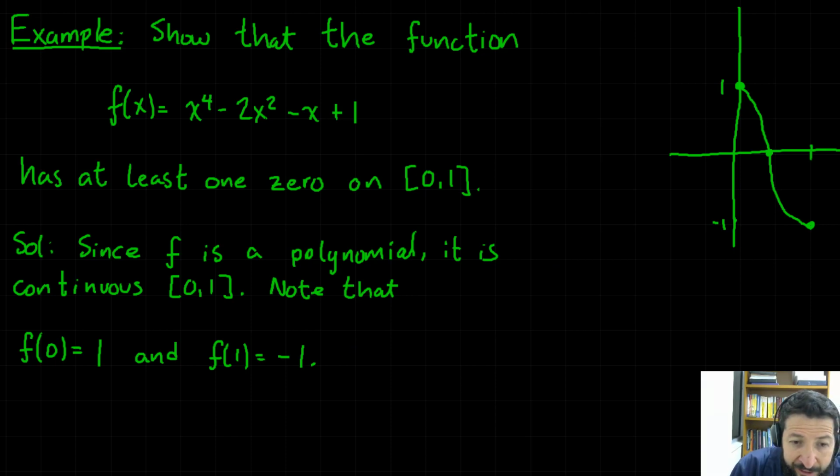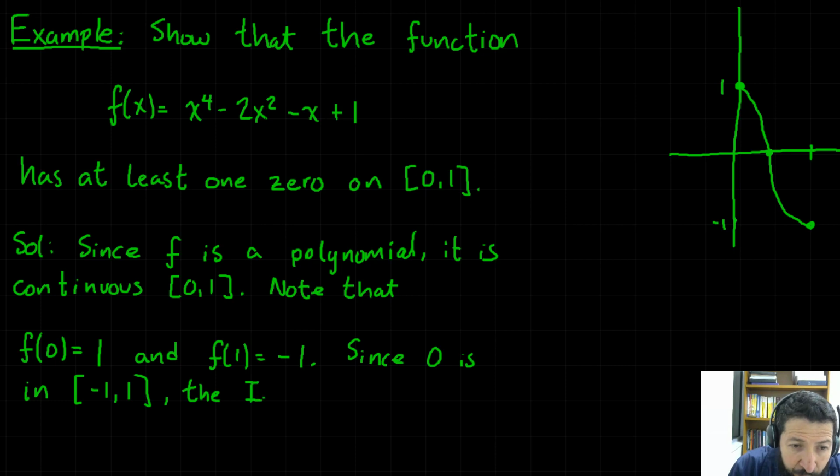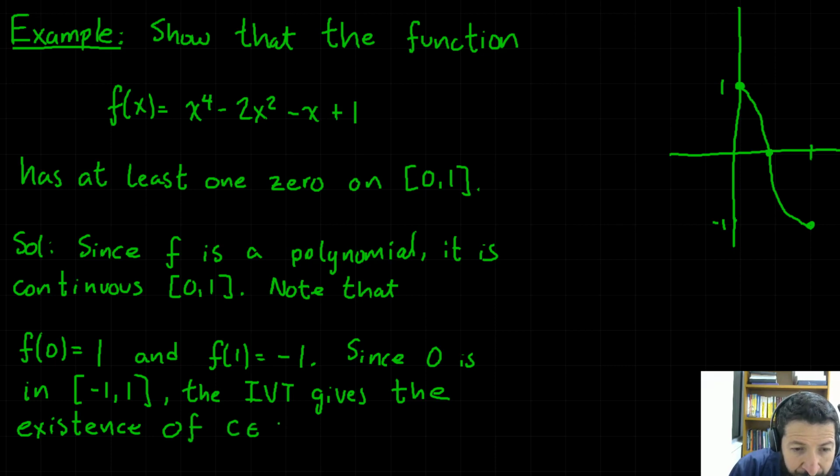So since 0, that's what we're looking for, the zeros, right, is in the interval from negative 1 to 1, the intermediate value theorem, let's call it IVT for short, guarantees the existence of some value c in the interval between 0 and 1.